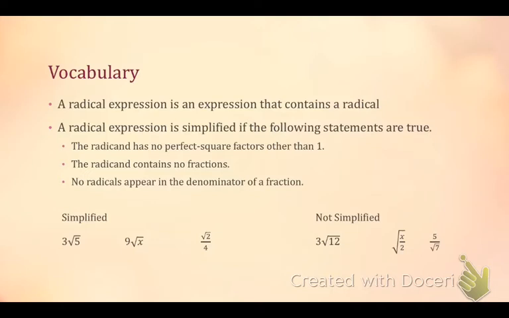So we have in our notes here, on the left side we've got our simplified radical expressions. So 3 square root of 5, 9 square root of x, and square root of 2 over 4 are simplified. The not simplified ones do not follow the statements as being completely simplified: 3 square root 12, square root of x over 2, and 5 over square root of 7. We've got a radical number in the denominator. We have 12, which has more factors than just 1 in itself. And when we have square root of x over 2, we do also have a radical in the denominator once again. So we need to be able to simplify these things, and this will connect back to our Pythagorean theorem as well as how we simplify.